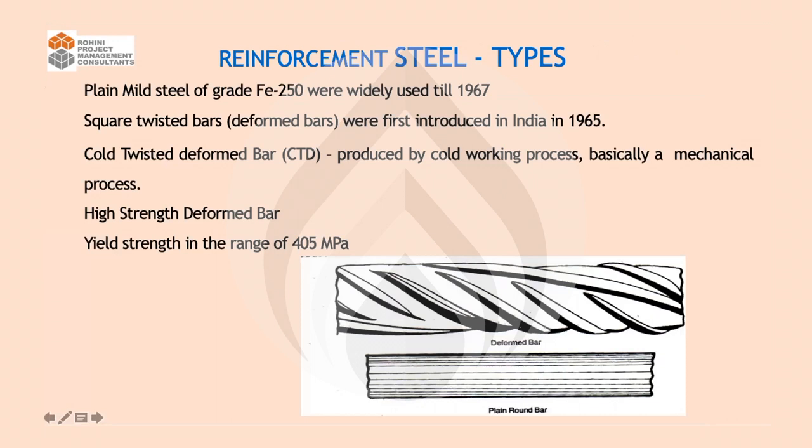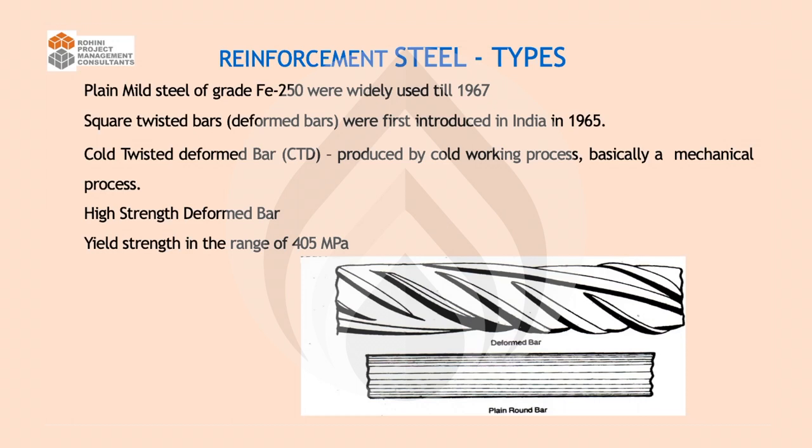Now, steel is, just to give you a small history. Okay, this is the chemical formula, right? Fe is the iron, right? So plain mild steel of grade 250 was widely used in 1967. Okay, but square twisted bars were introduced in India in 1965. Okay, so likewise, from there is a development.